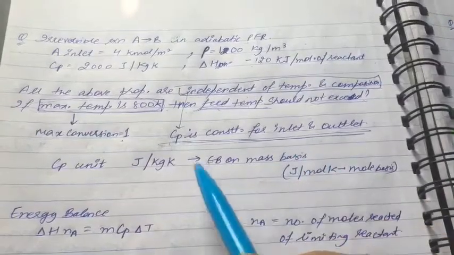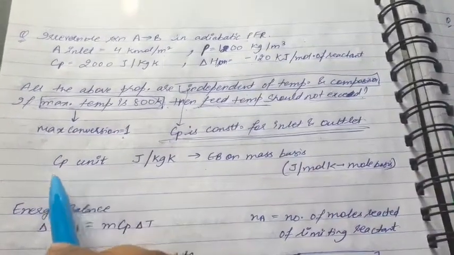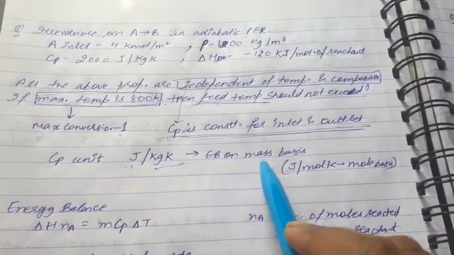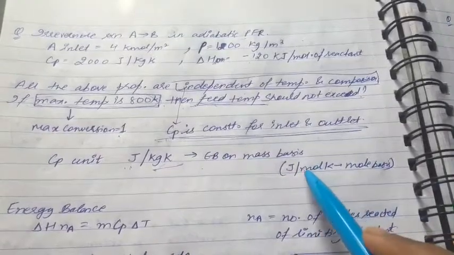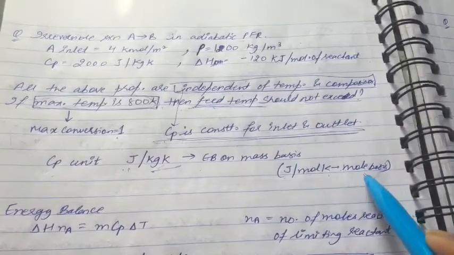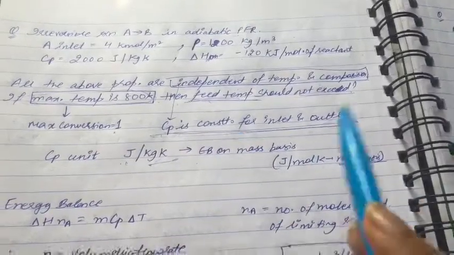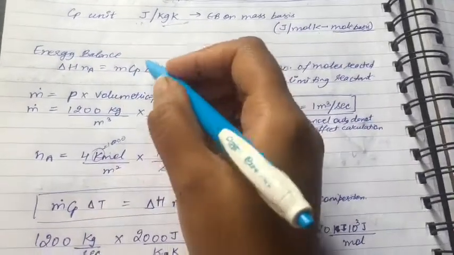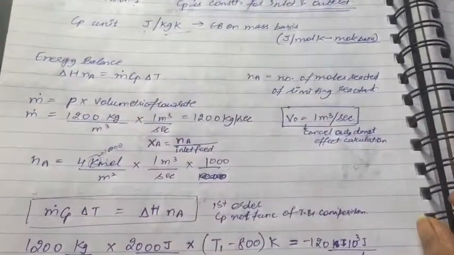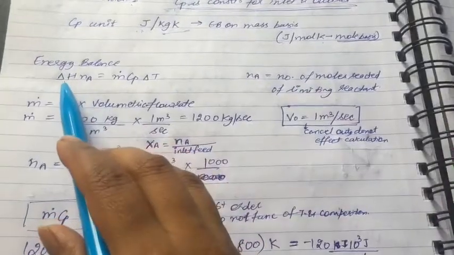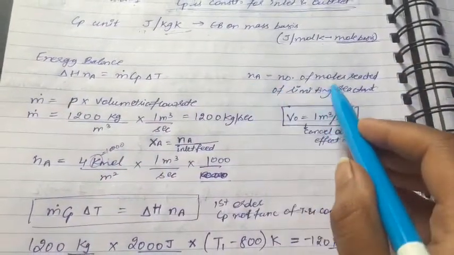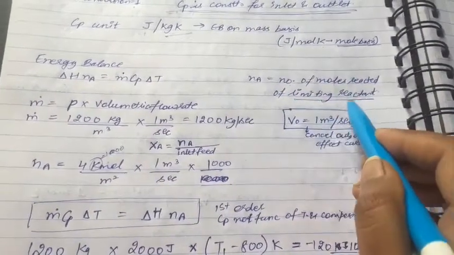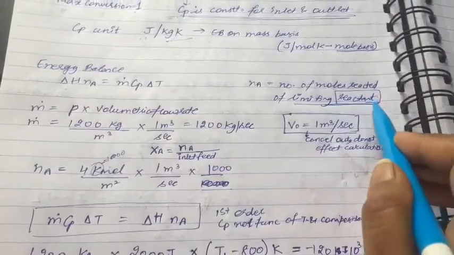So we have to do energy balance, and the Cp unit is given in joule per kilogram Kelvin. So energy balance would be done on mass basis. If it would have been in joule per mole Kelvin, then we would have done a mole basis energy balance. So energy balance is delta H Na is equal to m Cp delta T. M is mass flow rate, delta H is given in the question, Na is number of moles reacted of limiting reactant, moles of the limiting reactant.